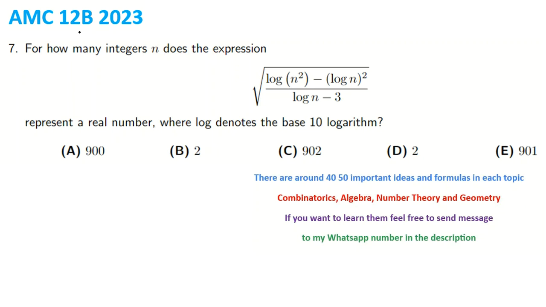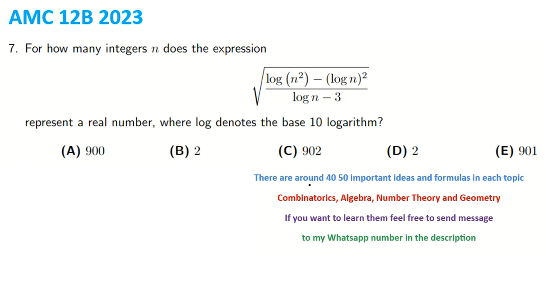AMC 12B 2023 problem 7. For how many integers n does the expression square root of (log n squared minus (log n) squared) over (log n minus 3) represent a real number, where log denotes the base 10 logarithm?